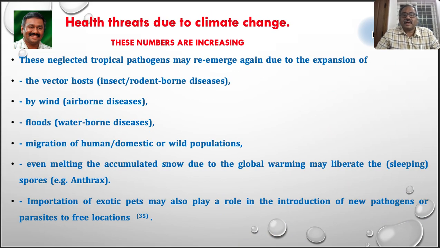These neglected tropical pathogens may re-emerge again due to the expansion of the vector host, insect and rodent-borne diseases, by wind airborne diseases, flood waterborne diseases, migration of humans, domestic or wild populations. Even melting of the accumulated snow due to global warming may liberate the sleeping spores, for example anthrax. Importation of exotic pets may also play a role in the introduction of new pathogens or parasites to free locations.